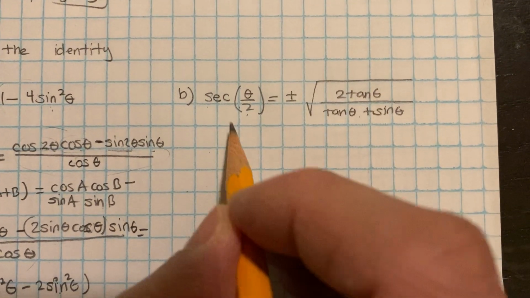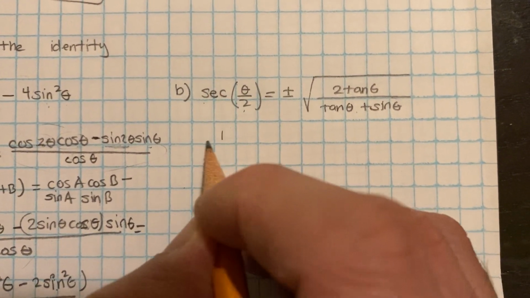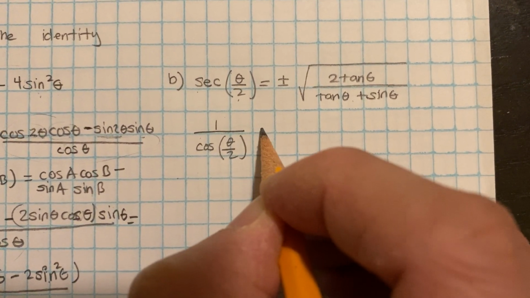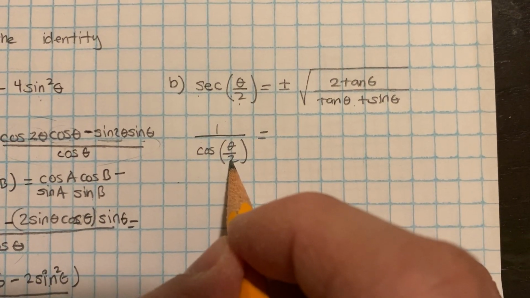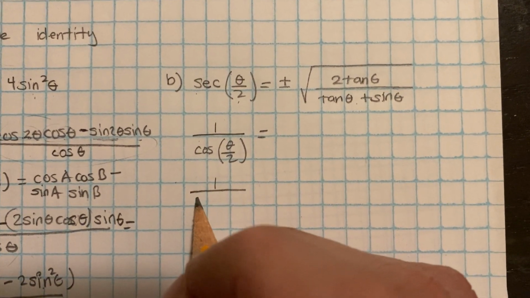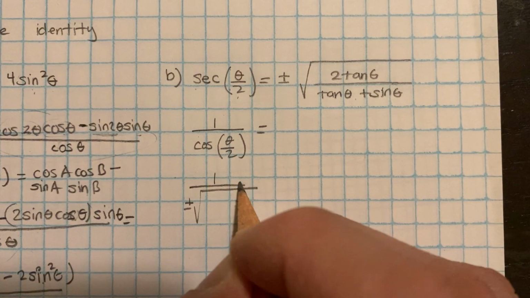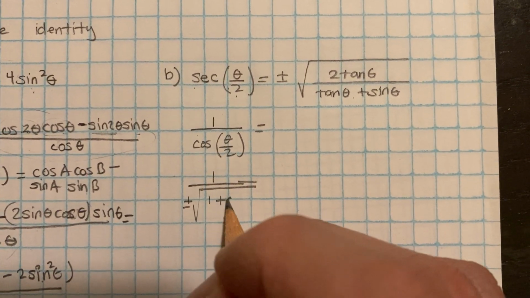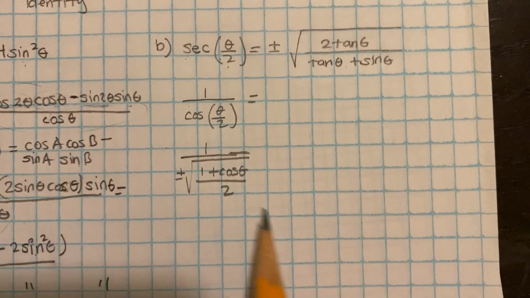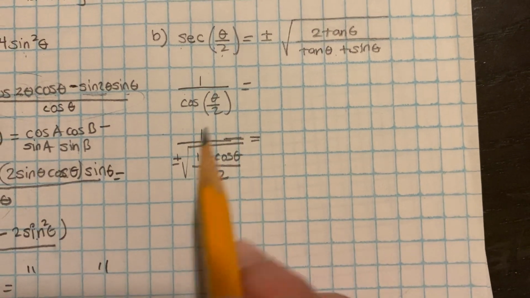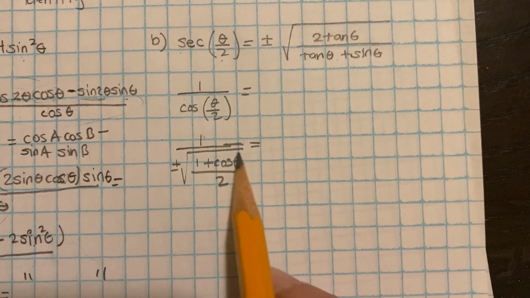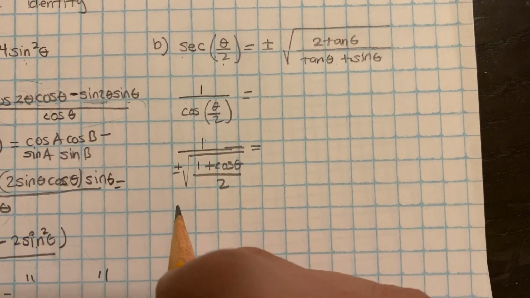Okay, so secant of theta over 2 is the same thing as 1 over cosine of theta over 2. And let's plug in our half angle formula, which is 1 over plus or minus the square root for the cosine half angle formula. It's going to be 1 plus cosine of theta over 2. Okay, so right now this looks pretty messy, right? But when you do 1 over some kind of radical in here, it basically just gets flipped.